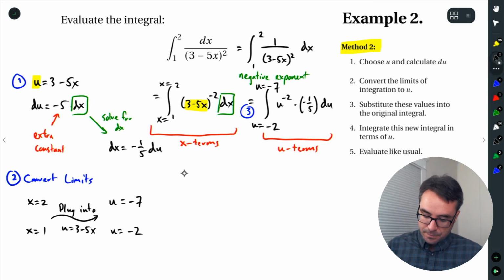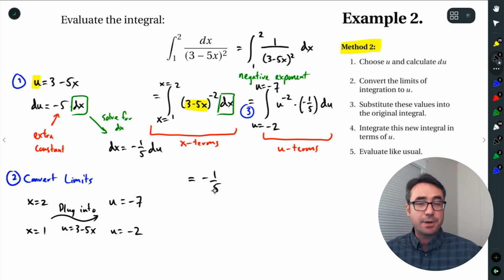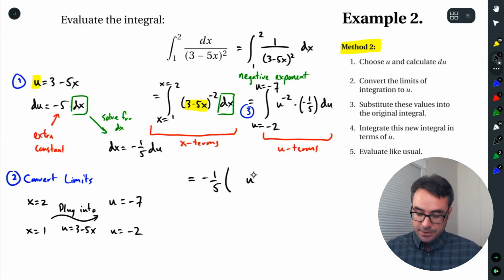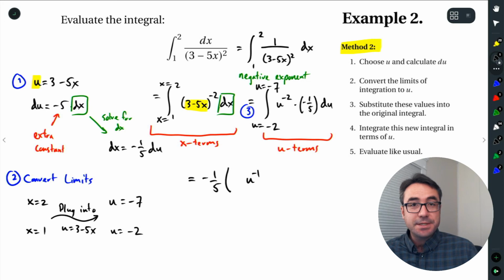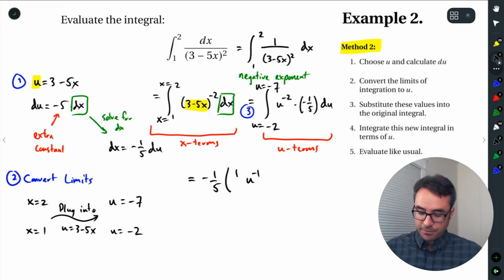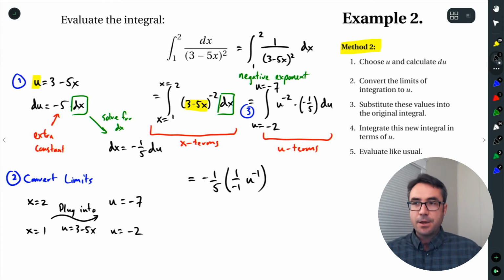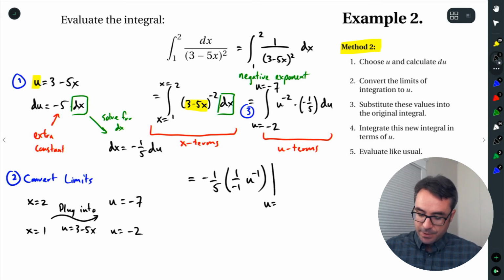So the negative 1 over 5 is a constant multiple, so I'll put that first. And then our power function here is in terms of u, so our variable is u. We add 1 to the exponent. We're doing power rule, so we get negative 1. We take that new exponent, flip it, put it in front, so 1 over negative 1. We don't have to use plus c because we're doing a definite integral. And then we're going to evaluate from u equals negative 2 to u equals negative 7.